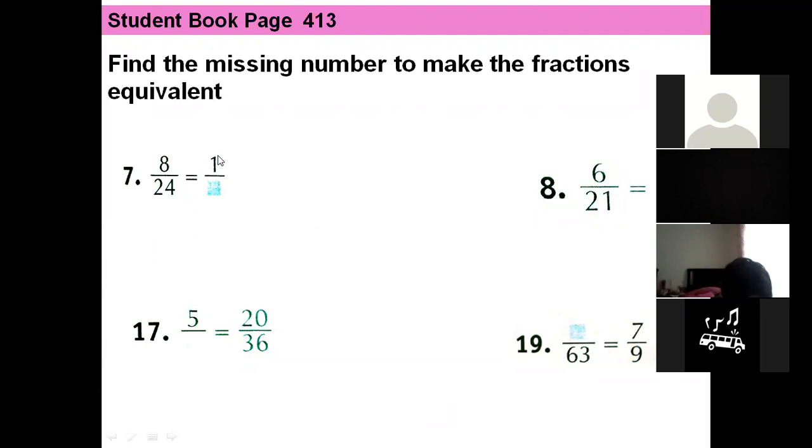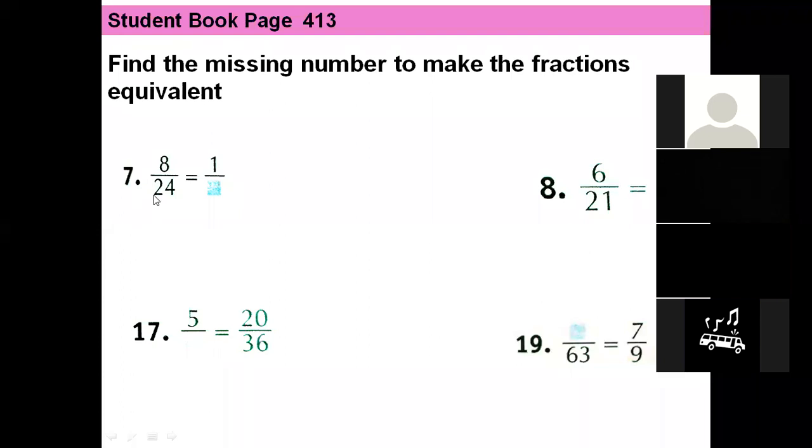Teacher, I was late from the class. Okay, it's okay, I will help you here. Teacher, the 8 became 1. Okay, how is that? We divided by 8, right? So we need to do the same operation down to make an equivalent fraction. Can you do 24 divided by 8? And the answer is?